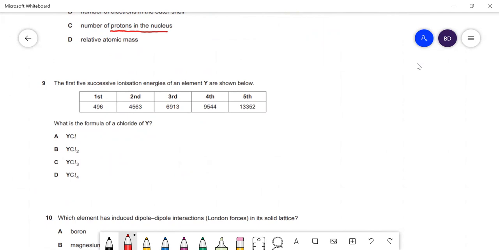Right, here is a pretty big jump. It goes up tenfold here. So I think that the outer shell only has one electron. Just to show you what I mean there: from second to third is going up by a factor of 2 to 3, that one's going up by a factor of 2 to 3 again, and that one 2 to 3 again. So the first one is definitely the biggest jump. It goes up by a factor of 10 there. So we've definitely got just one electron in the outer shell.